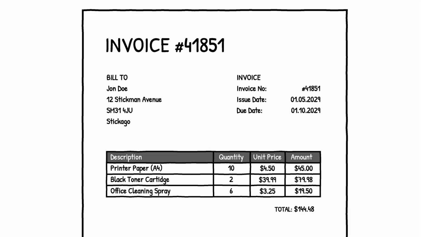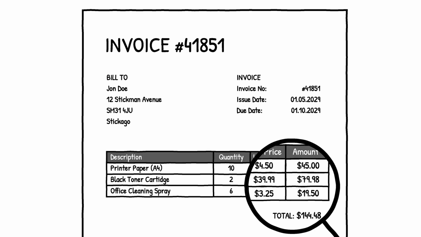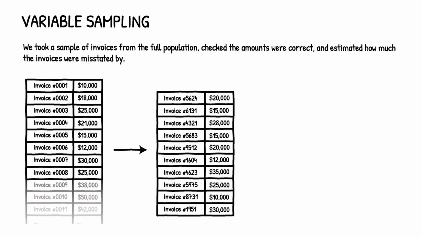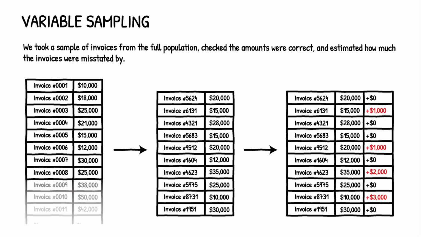Imagine an organization records and stores all its invoices and wants to check how much the invoices are misstated by. To do this, we would perform variable sampling by taking a random sample of invoices from the population and then checking how much each invoice is misstated by. Notice how each item is an amount.